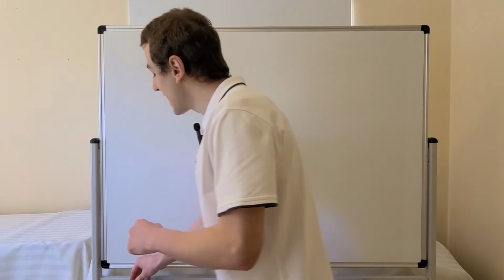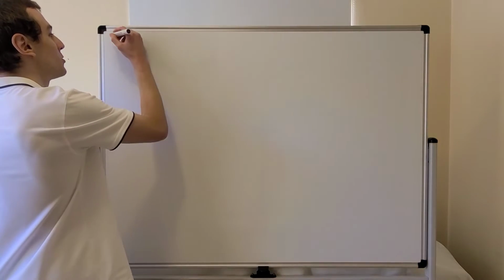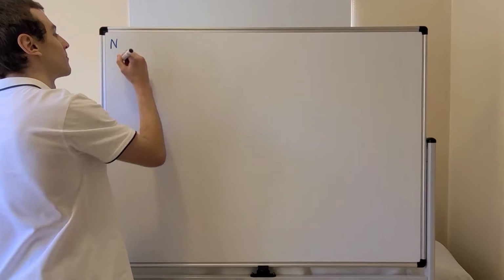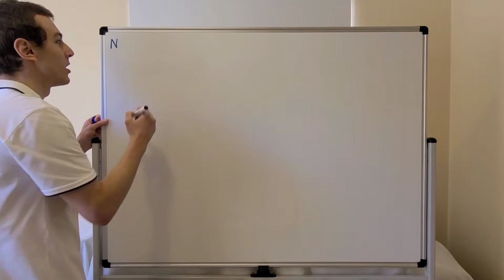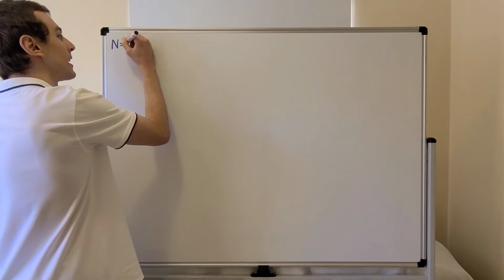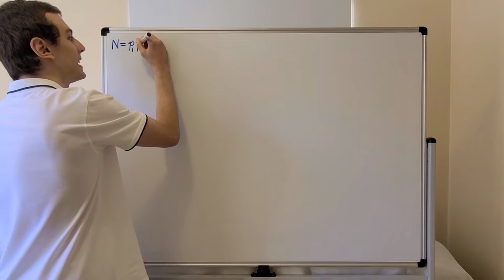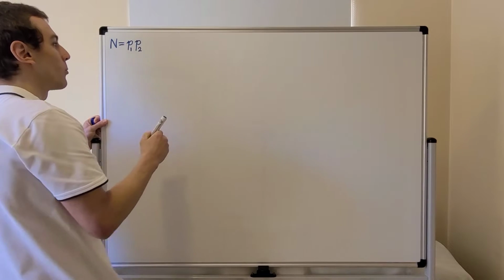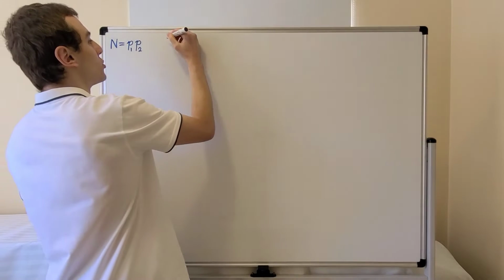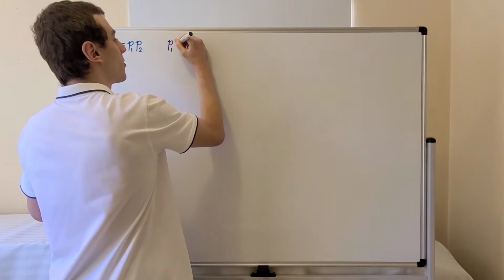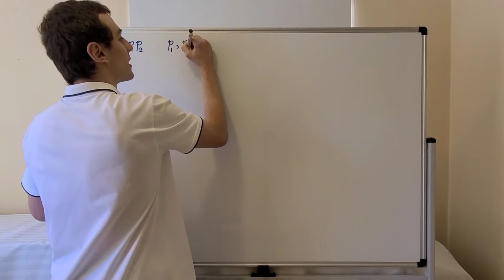Let's investigate Shor's factoring algorithm. Consider a semi-prime number denoted by capital N. The prime factorization of this semi-prime number is given by P1 times P2. We want P1 and P2 to both be greater than 2.